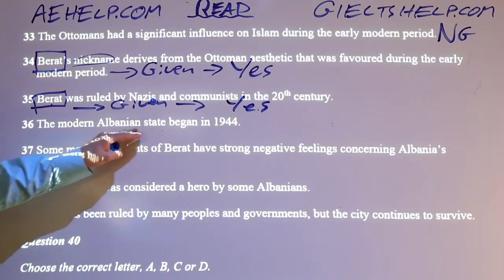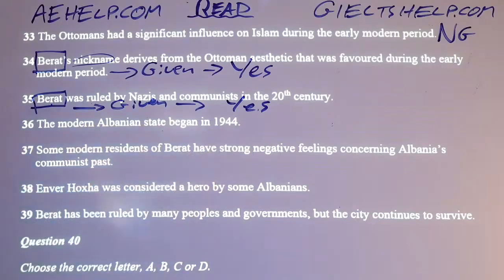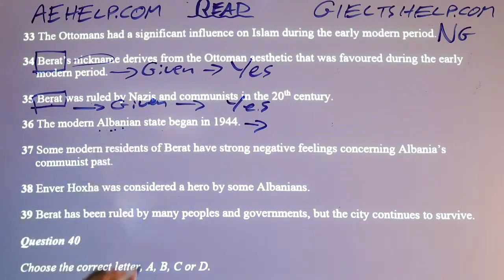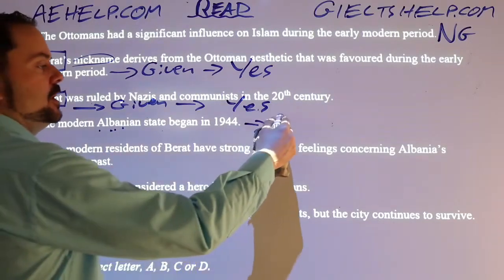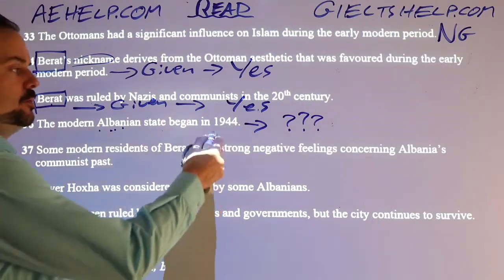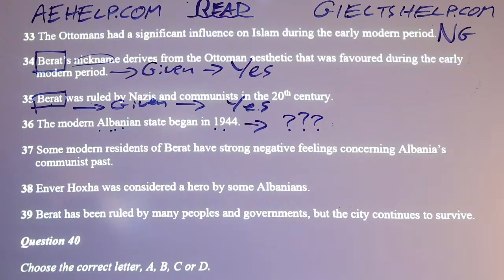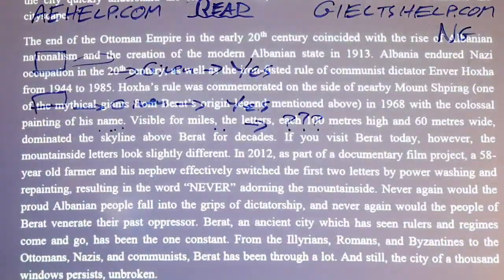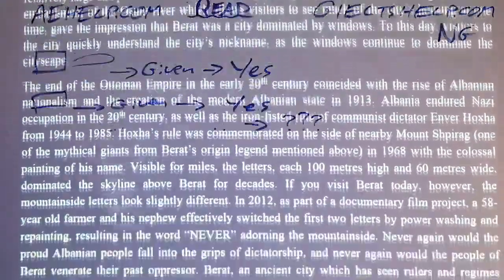The modern Albanian state began in 1944. Okay. So this one's going to be important because Berat is Albanian, right? Berat is Albanian, so it's probably important. I'm not sure about this. If I didn't have enough time, I would go with no, because I think it was 1986 after the communists left. Okay, but I can check real quick. So this is where I would check. So my intuition, what I remember, tells me that it's no.